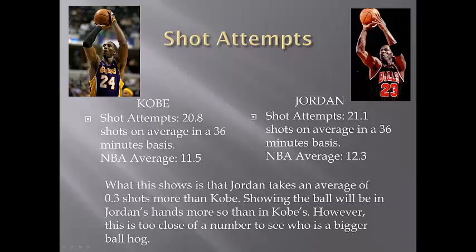All right, shot attempts. Kobe shot 20.8 shots on average on a 36-minute basis, whereas the NBA average is 11.5. Jordan shot a little more at 21.1 shots on average on a 36-minute basis, whereas the NBA average is a little higher than Kobe's year, at 12.3. What this shows is that Jordan takes an average of 0.3 shots more than Kobe, showing the ball would be in Jordan's hands more so than Kobe's. However, this is too close a number to see who's a bigger ball hog. You could say Jordan's a bigger ball hog because he shot more attempts, but that's not entirely the case, as I'll prove later.